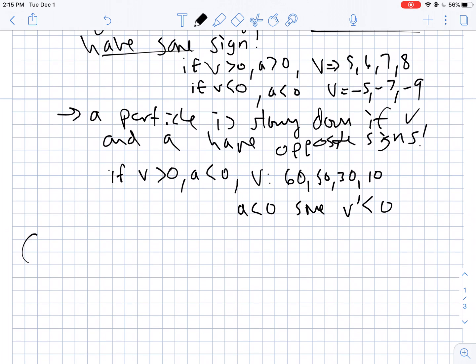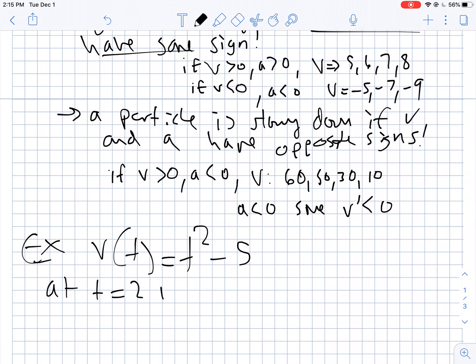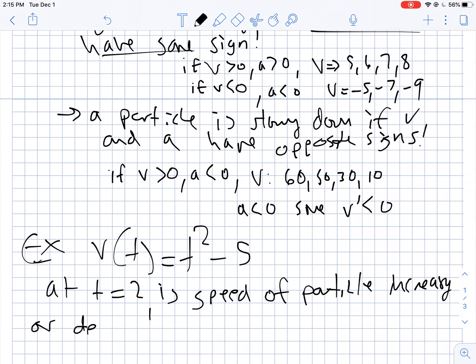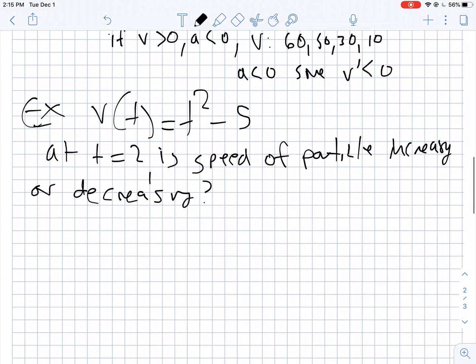So let me just give a short example here that should be pretty straightforward. Suppose I tell you the velocity is equal to t squared minus 5. At t equals 2, is the speed of this particle increasing or decreasing? This is the type of question they'd love to ask you about on the AP test, so just make sure you know about your signs.